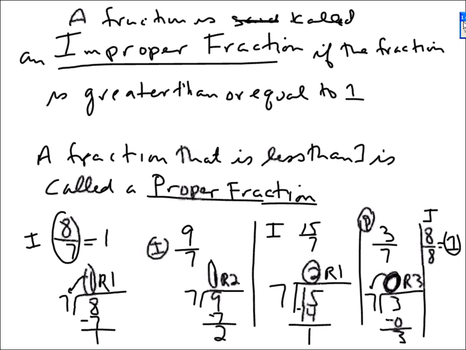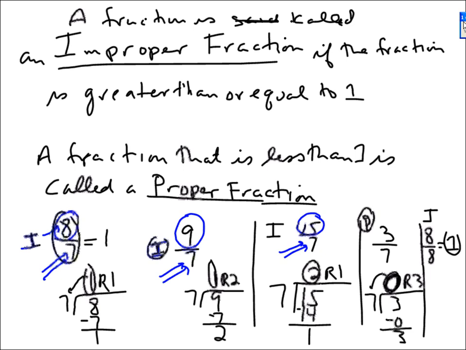Now, what's an easier way of saying this? If the top number is at least as big as the bottom number, then the bottom number will go into the top number at least one time. Since this number is 7 or more, it's improper. 15 is 7 or more.